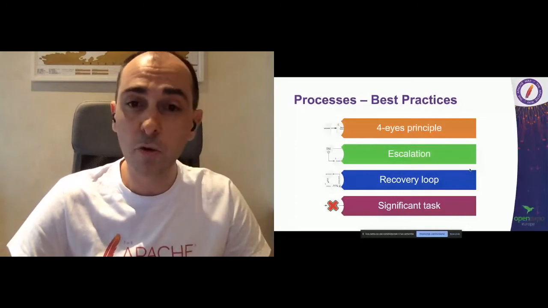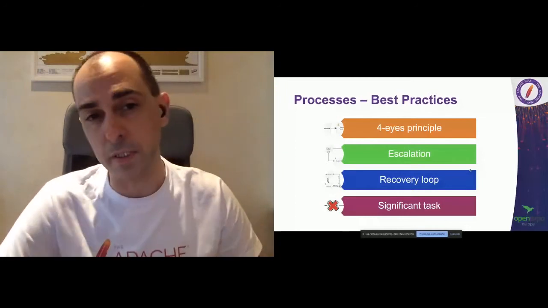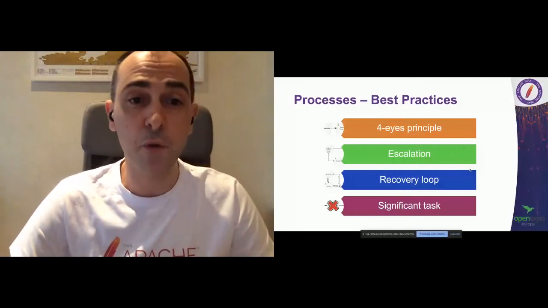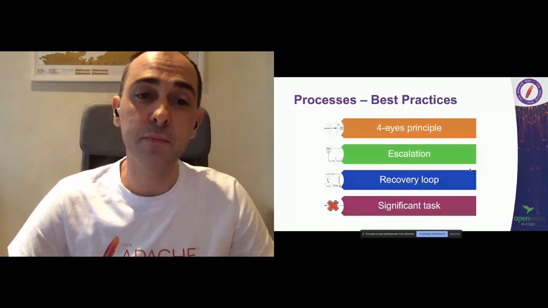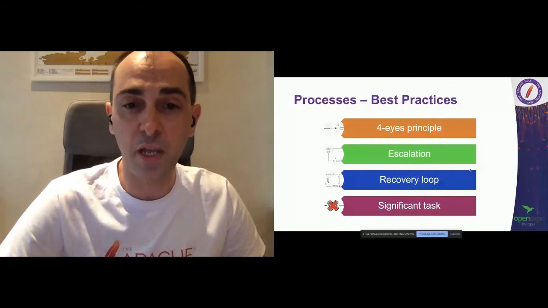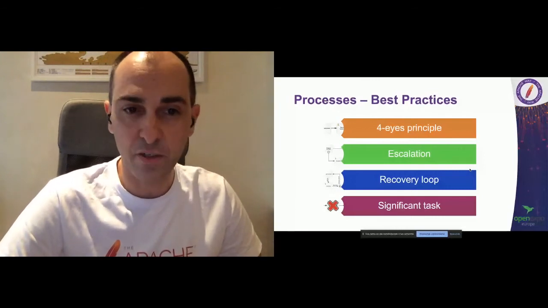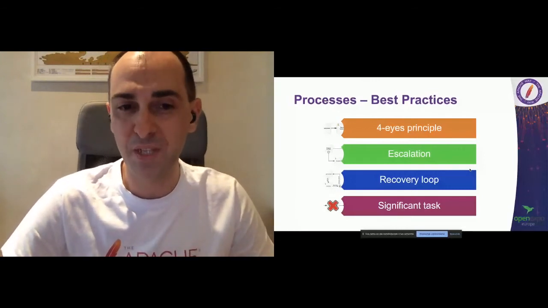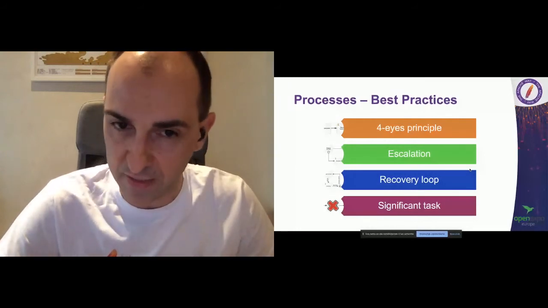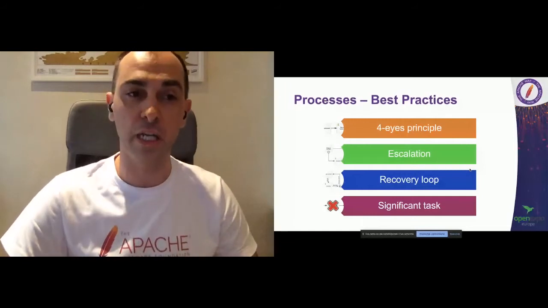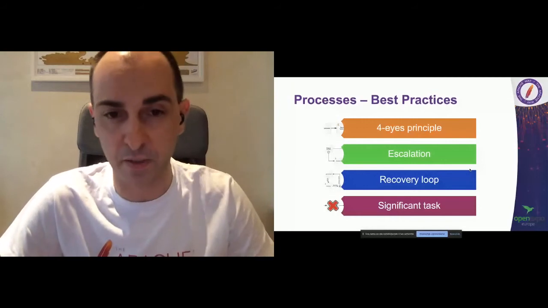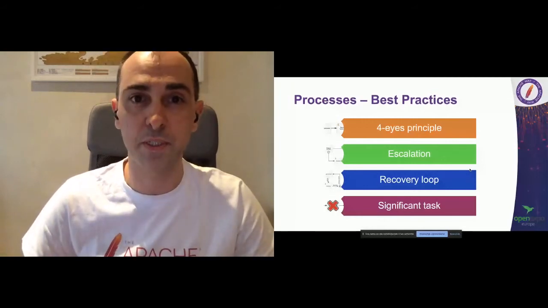We have the recovery loop. So this means that you have some tasks that are repeating the same branch of your workflow. And typically, it's absolutely useful to avoid creating technical tasks. So typically your process should include only significant tasks. This means that your process should include only stuff related to the business, not the technical stuff. So this is absolutely important.